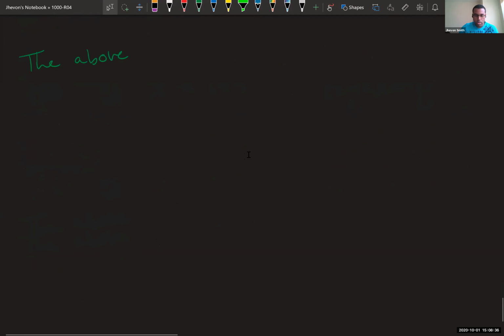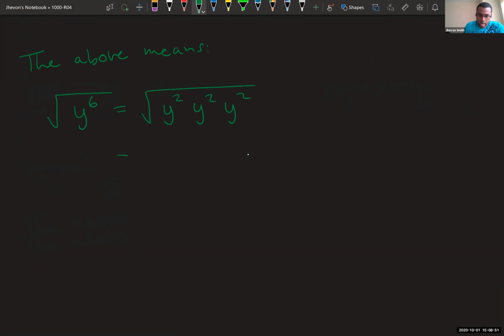Right. So now the above means if I'm taking the square root of y to the 6, what I can think of that as is y squared times y squared times y squared. We know the laws of exponents means that I can actually distribute the square root across these three. By definition, that's absolute value y, absolute value y, absolute value y. And so you get absolute value of y cubed.